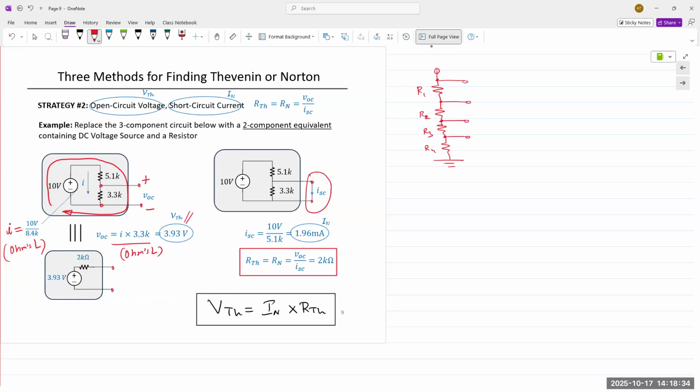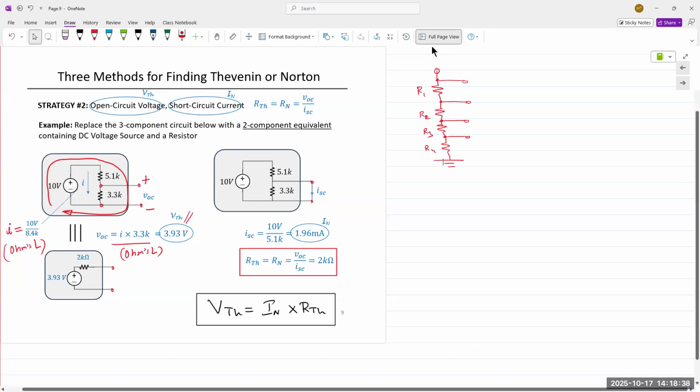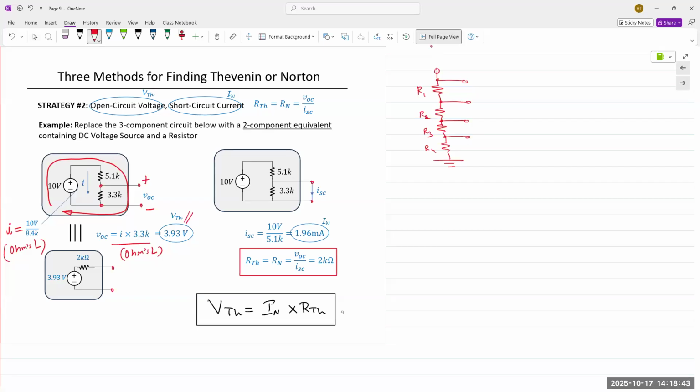Okay, let's come back to our discussion. So now we need to find ISC, the short circuit current. What do we need to do? We place a short between these terminals. If you place a short between these terminals, and then we calculate the current that's flowing in this branch.